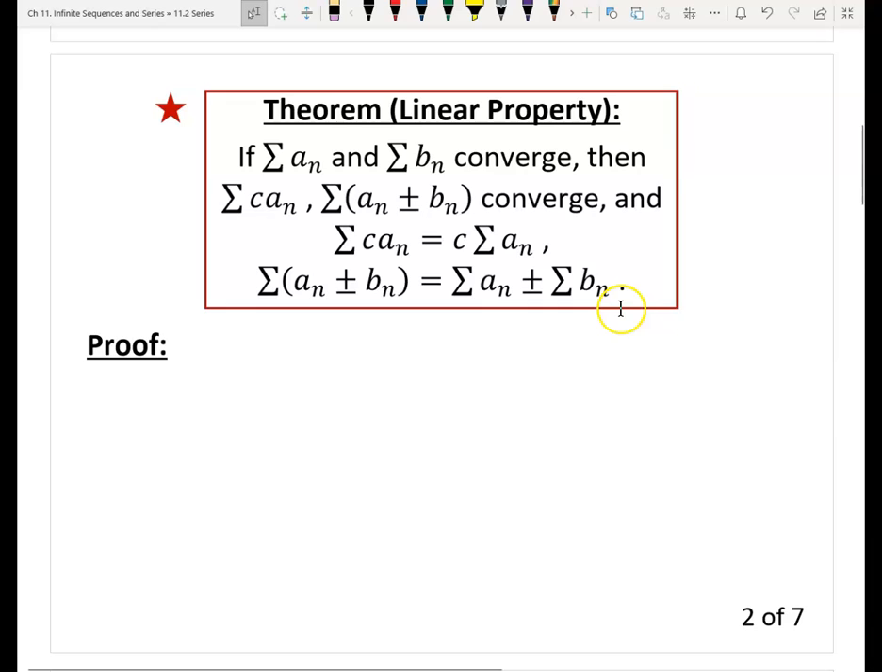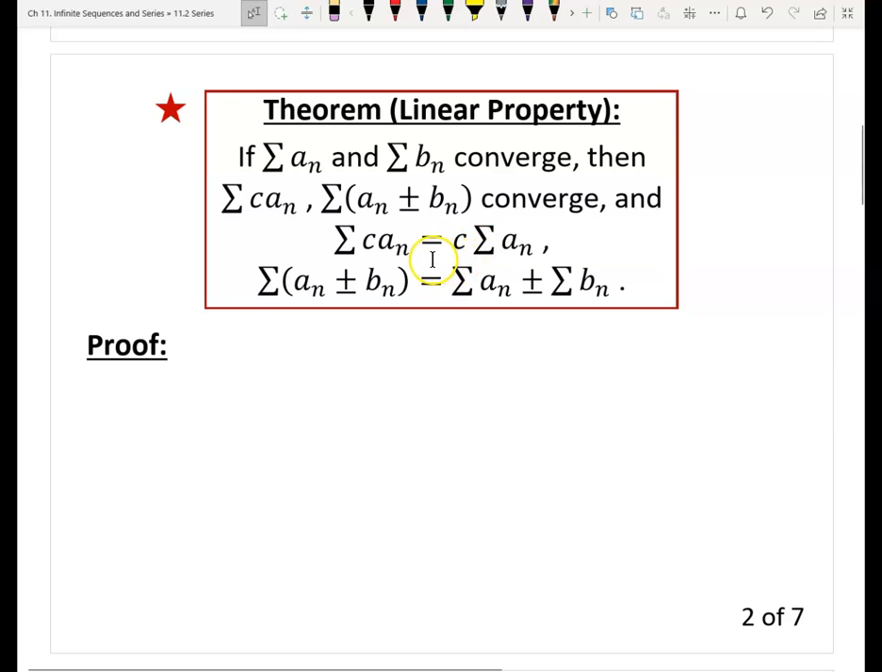Do you remember this type of property? We learned this before, right? At the beginning of integrals, we learned that if we integrate a function times c, the c can be taken out. If we integrate the sum of two functions, we can break it down into the sum of two integrals. The result is very similar. Why do they share the same type of linear property? Let me give you a comment.